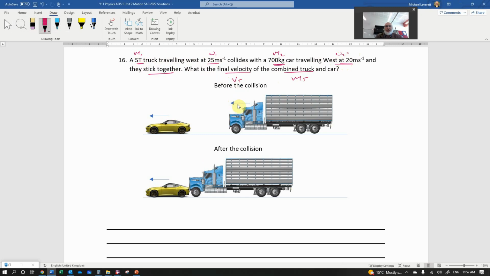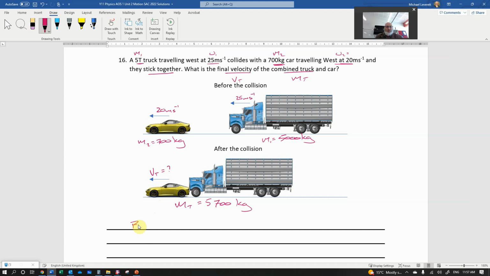So here we have mass 1, M1, is 5,000 kilos, and M2 equals 700 kilos. He's travelling at 20 metres per second, and this one's travelling at 25 metres per second. And then they collide, so their mass total is 5,700 kilos. And their velocity total, that's what we're trying to find out.